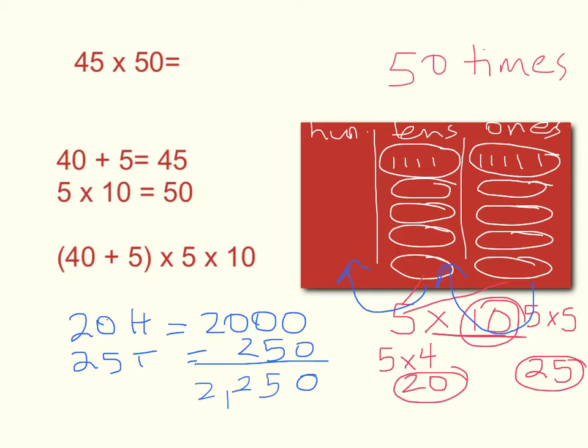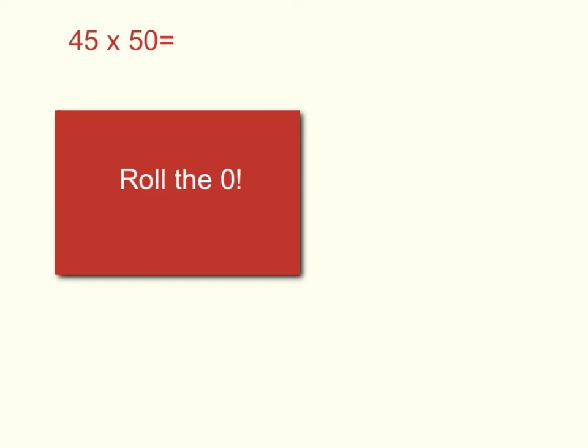Now, let's look at this in another way. There is a much easier way to do this. The last way I just showed you was a conceptual understanding of it. That way you know how the parts of the number are working and how the multiplication by the double digit works. Now, there's an easier way. We can just roll the 0. Now, what am I talking about? Let's look at the two numbers.